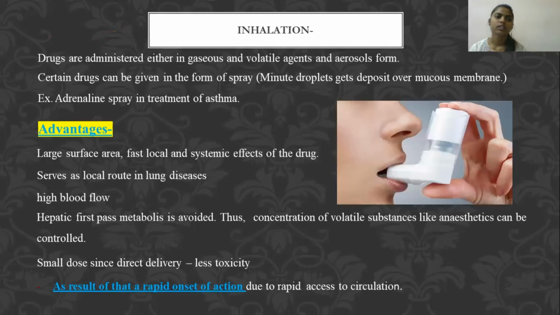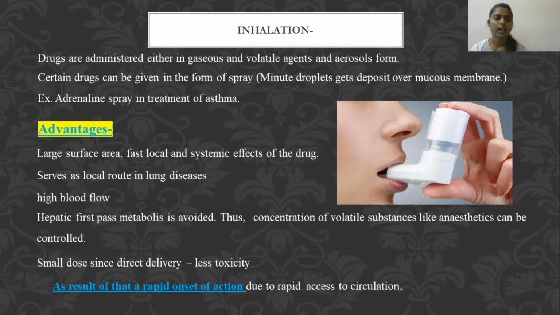Inhalation: the drugs are administered either as gaseous or volatile agents, like in aerosol form, and certain drugs can be given in the form of a spray. Adrenaline spray is used in the treatment of asthma. Also the salbutamol spray we can use in the treatment of asthma.